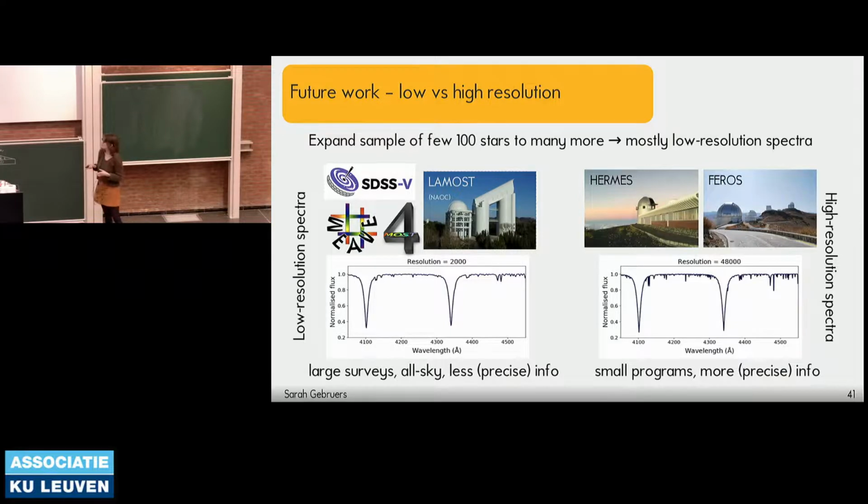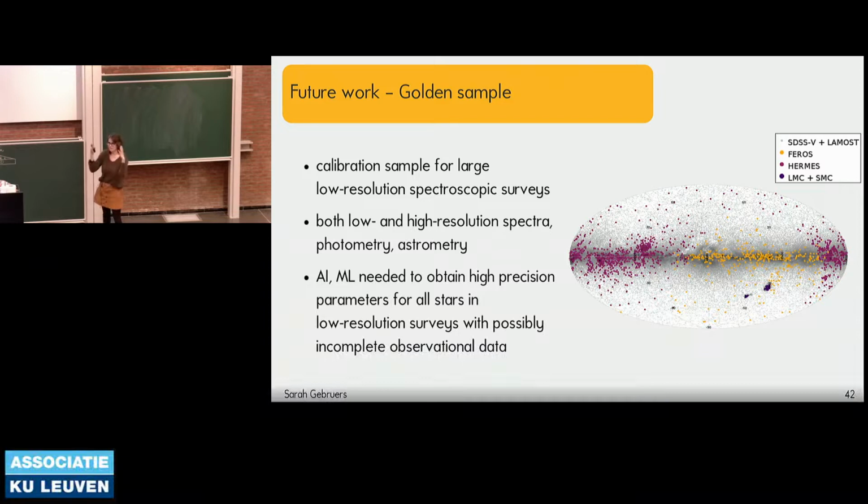And what we want is to create a calibration sample with high resolution spectra so that we can calibrate the spectra in these low resolution surveys and try to get parameters for these low resolution spectra that are as precise as for the high resolution spectra. Still not sure how this will be done. We probably will need some machine learning AI methods to do this.